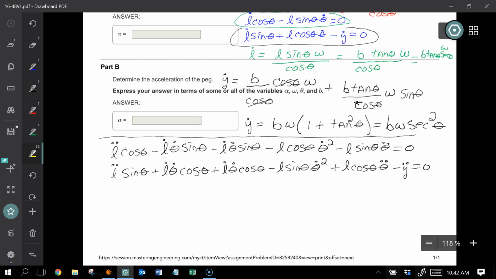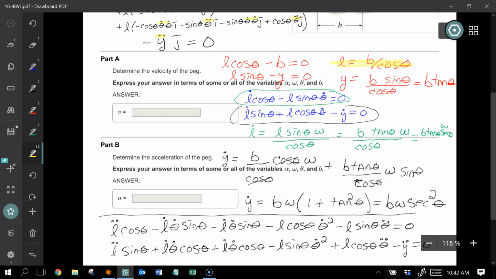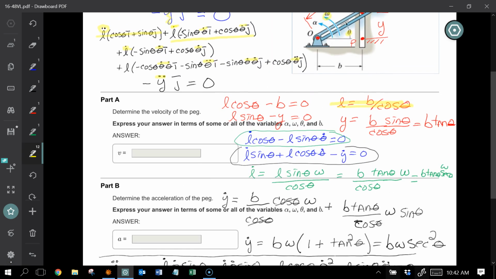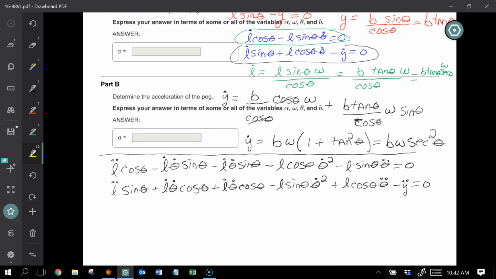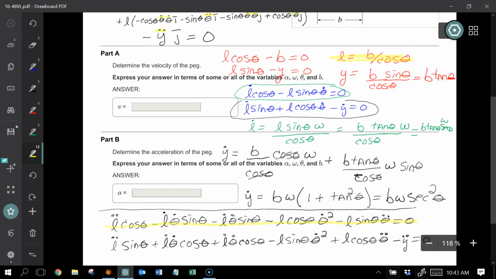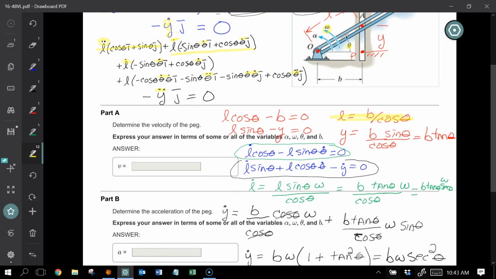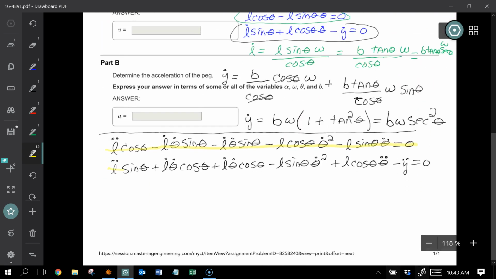Okay, so what I've tried to do here is I just copied the I components of the black equation and put them down here. So this stuff here is all of the I's. And then I took all of the J's of the black and pulled them down here. So I have two equations, and here the unknowns are Y double dot and L double dot, because theta double dot is equal to alpha, which was given.